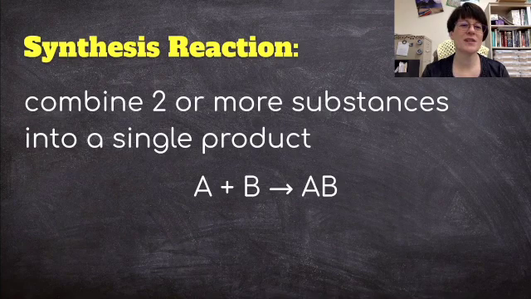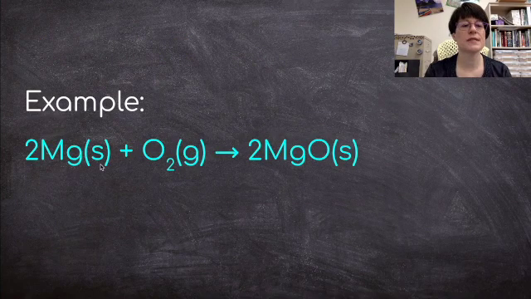So first, let's start with our first type of reaction, and it is a synthesis reaction. This is when we combine two or more substances into a single product. So we will have substance A plus substance B yields substance AB that has been chemically combined. So we go from 2 to 1. An example would be combining solid magnesium plus gaseous oxygen and getting solid magnesium oxide.